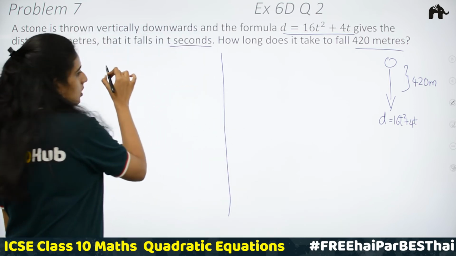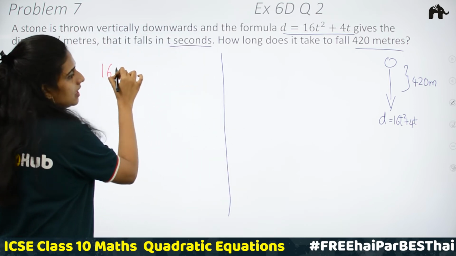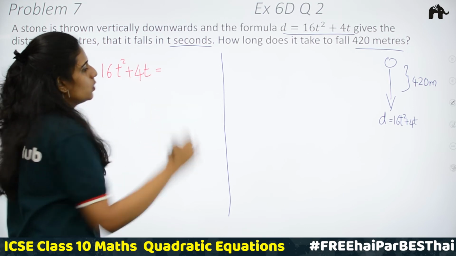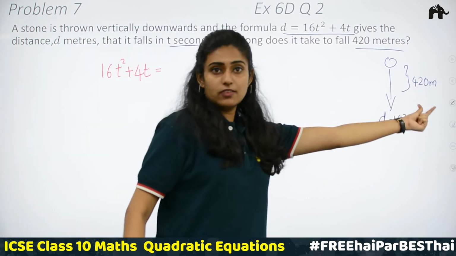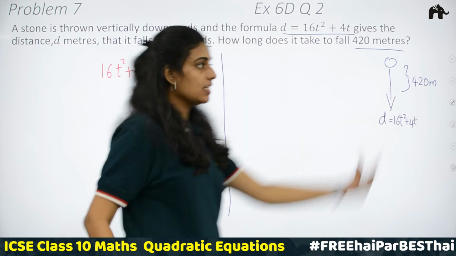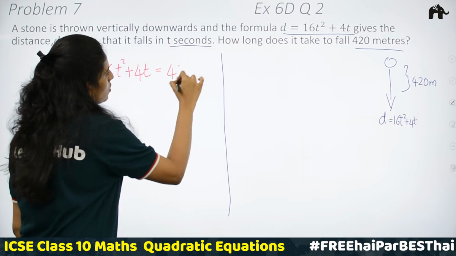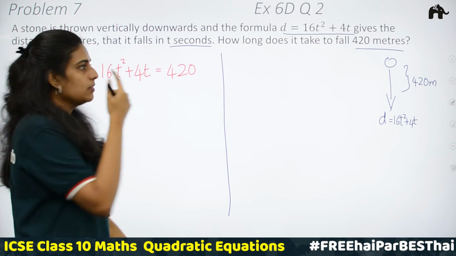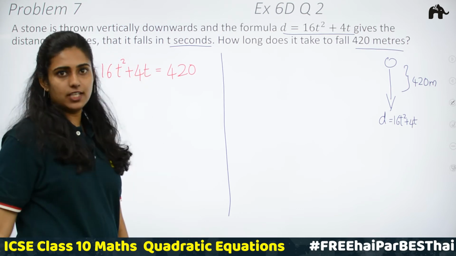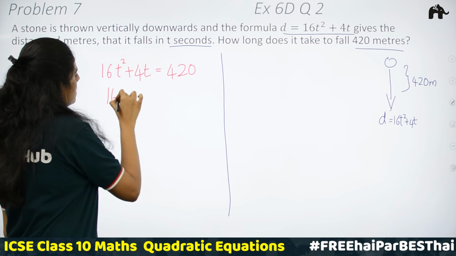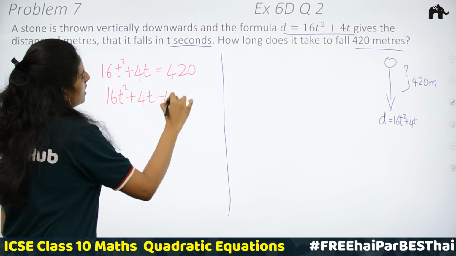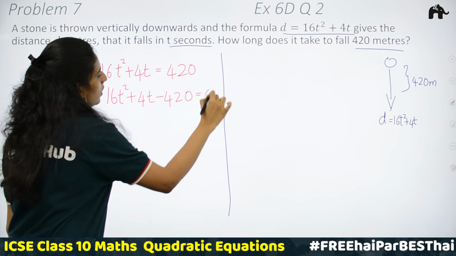So when the distance is 420 meters, we have to find the value of t. We can take the equation 16t square plus 4t is equal to distance. We have to substitute 420, because at distance 420, the time taken is what we have to determine. From this we can determine the value of t. This is 16t square plus 4t minus 420 is equal to 0.